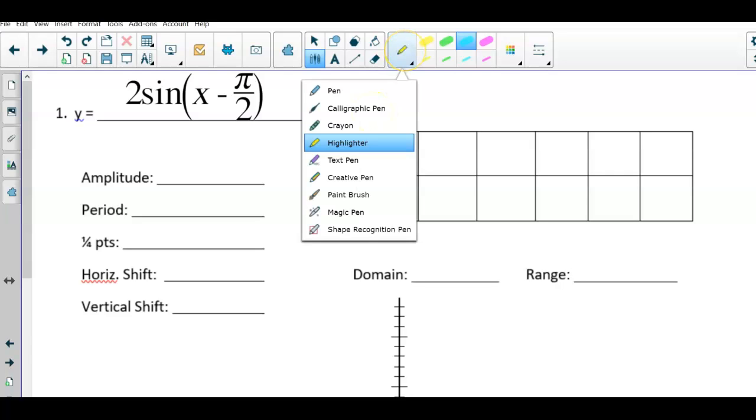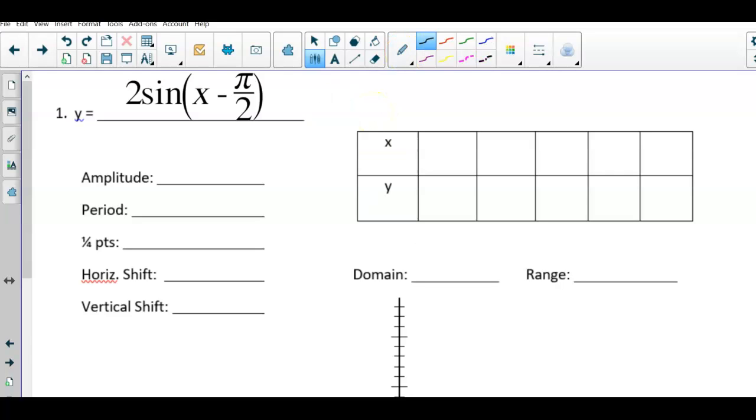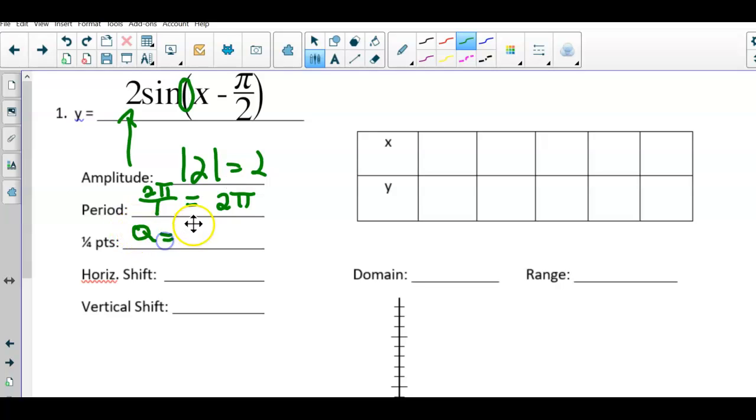So let's start with our amplitude. Our amplitude is the absolute value of 2, which is 2. Our period is going to be 2 pi divided by the number that's in front of x. Well, we don't see a number in front of x, so it's going to be 2 pi divided by 1, which is 2 pi. The quarter points are the period divided by 4. So 2 pi divided by 4 is pi over 2.